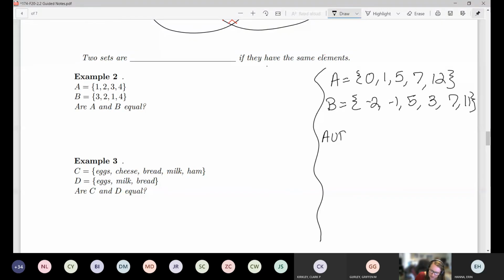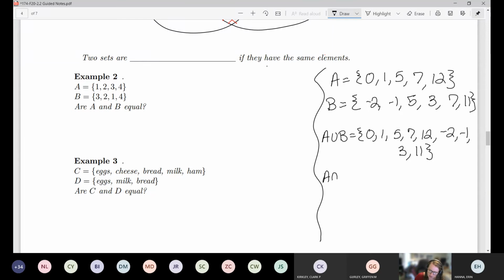If I wanted A union B, I'm going to regret doing this many symbols, but I essentially need to take absolutely every element of A, write it down, and every element of B that I haven't already listed. So I didn't already have -2, I didn't already have -1. I already had 5 though, so I'm not going to write that down again. We can't repeat. I didn't have 3, I had 7, and I didn't have 11. If you want to do it at first where you just write them both out and then you go back and delete the ones that you've rewritten, that's perfectly fine.